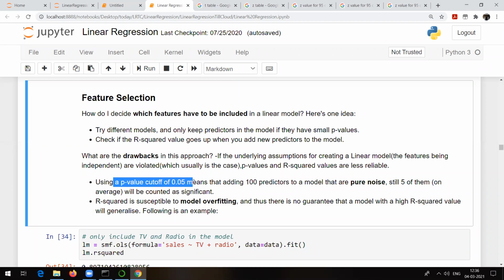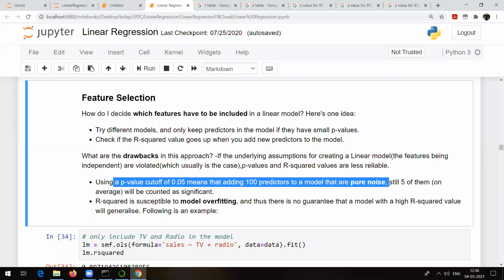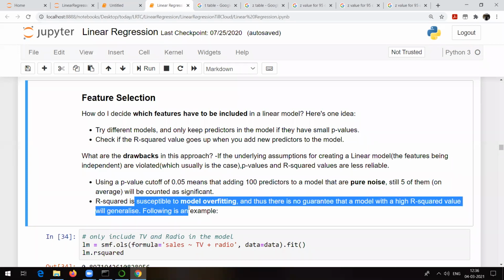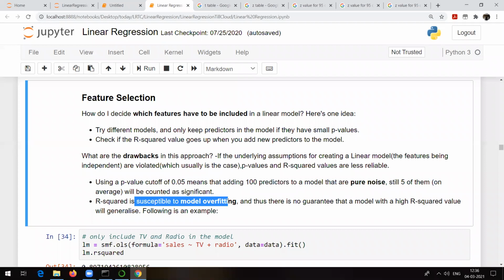Using a p-value cutoff of 0.05 means that if you add 100 predictors to a model that are pure noise, that means some extra data, still 5 of them will be counted as significant. That means there can be some data sets where there will be some missing values. That's why one should not only depend on p-value. R squared value is susceptible to model overfitting. This we already talked about. That's why we make use of something called adjusted R squared.